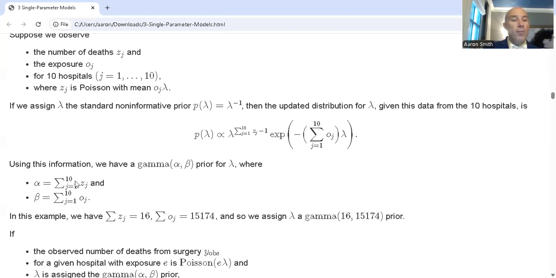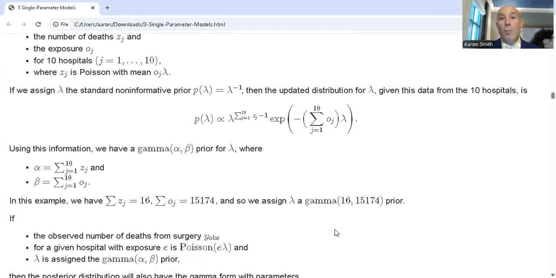All right, so we're going to set alpha equal to the sum of the deaths and beta equal to the sum of the surgeries. Then, for the example in the textbook, we've got 16 deaths and just over 15,000 surgeries. And so my prior, before I look at the data for my individual hospital, is going to be gamma(16, 15174). Okay, so now I'm going to go to my actual hospital and start collecting some data.